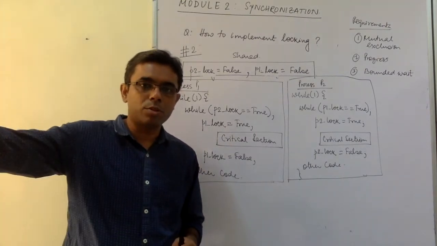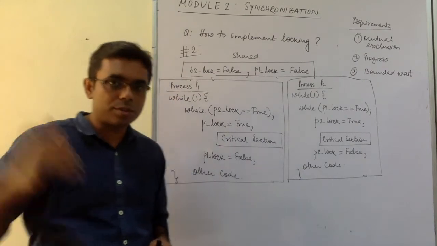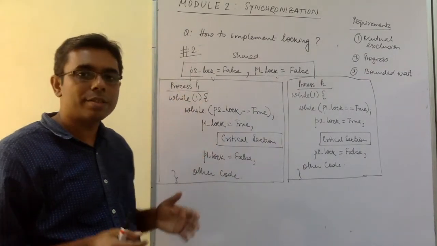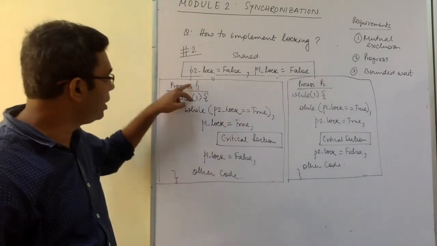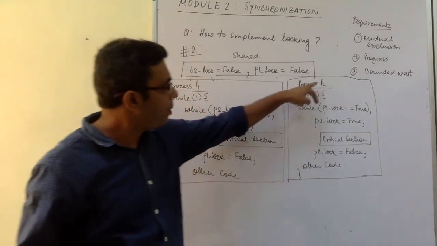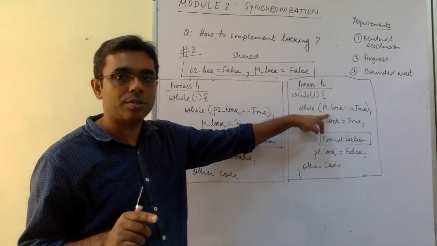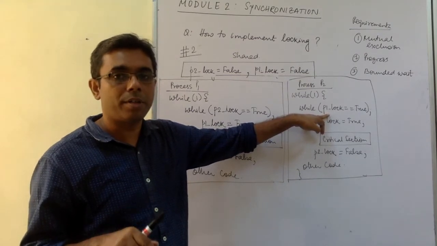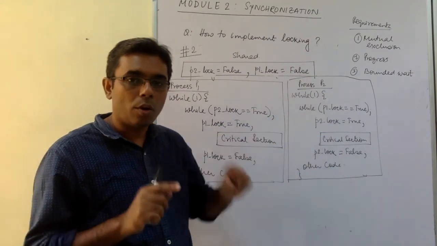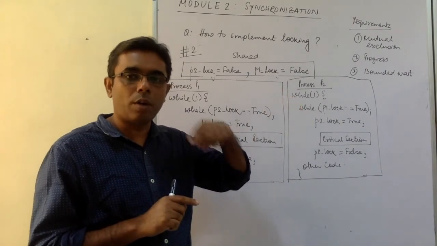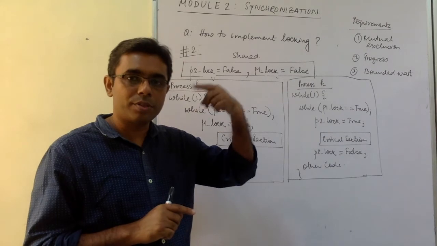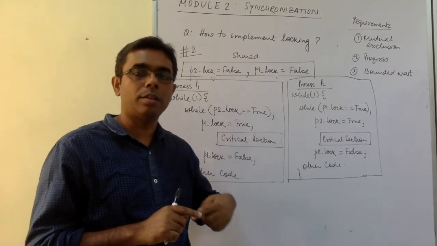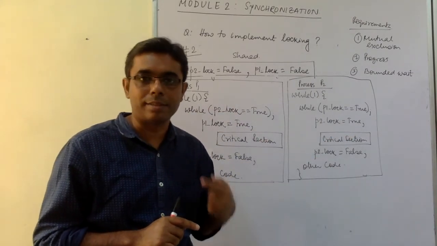If the other process's lock is false, it has the license to enter the critical section. So P1 will check the status of P2's lock, and P2 will check the status of P1's lock. That's the entry section of the respective process. If it finds that the lock of the other process is false, it means the other process is not in the critical section, so that particular process can enter the critical section.